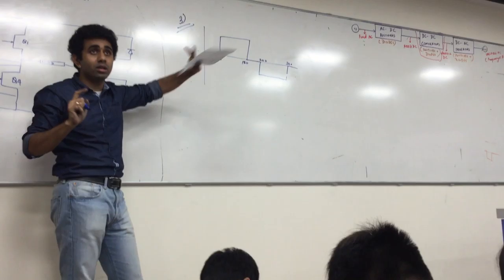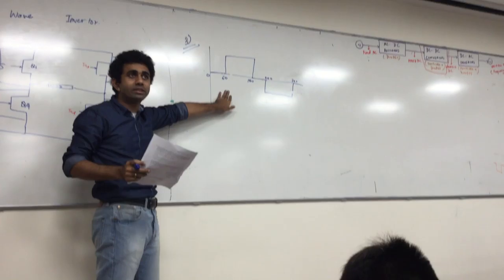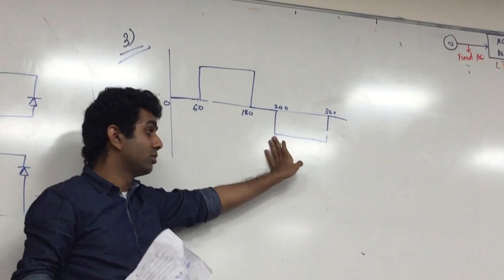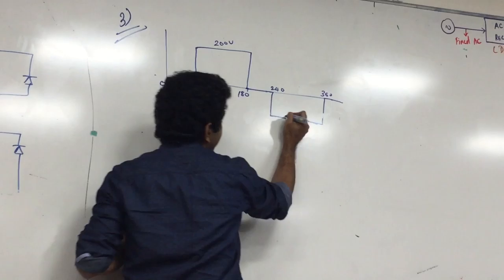So let's look at this. What this means is that from my initial section, 60 degrees, I don't have any voltage output from my source. My VS is 0 for 0 to 60 degrees. 60 to 180 degrees it is 200 volts. So this is my half period, right? And then here it is minus 200 volts.